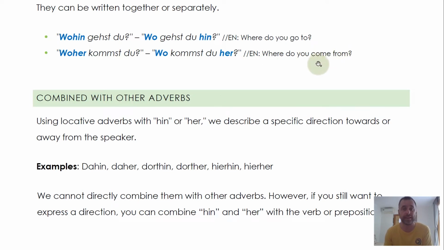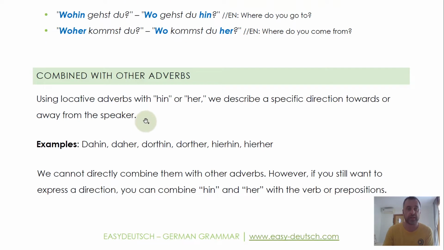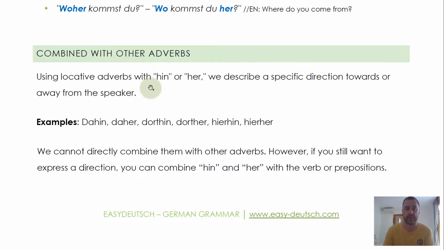But you can combine hin and her with almost everything, including other adverbs. And if you combine hin and her with other adverbs, we always describe a specific direction either towards or away from the speaker. Those are the options that you have here. You can combine hin and her with da, dort or hier. Dahin, daher. Dorthin, dorther. Hierhin, hierher. So da and dort mean there, over there, and hier means here.